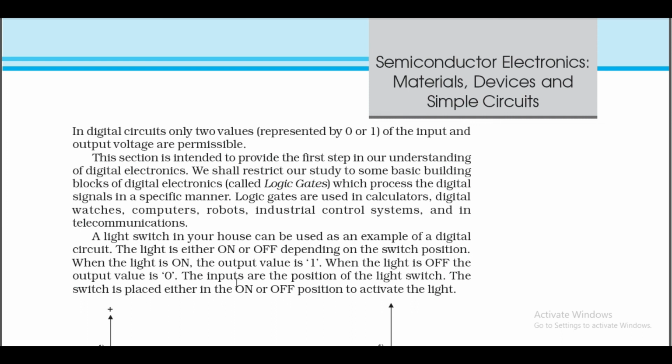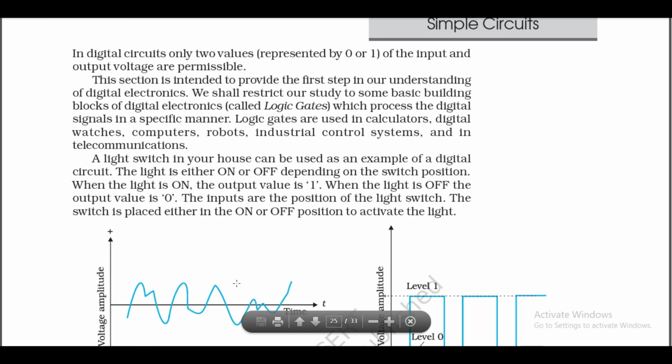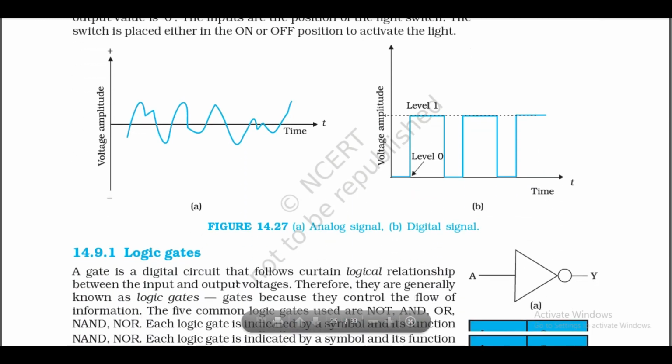A light switch in your house can be used as an example of a digital circuit. The light is either on or off depending on the switch position. When the light is on, the output value is 1. When the light is off, the output value is 0. The inputs are the position of the light switch. The switch is placed either in the on or off position to achieve the light.